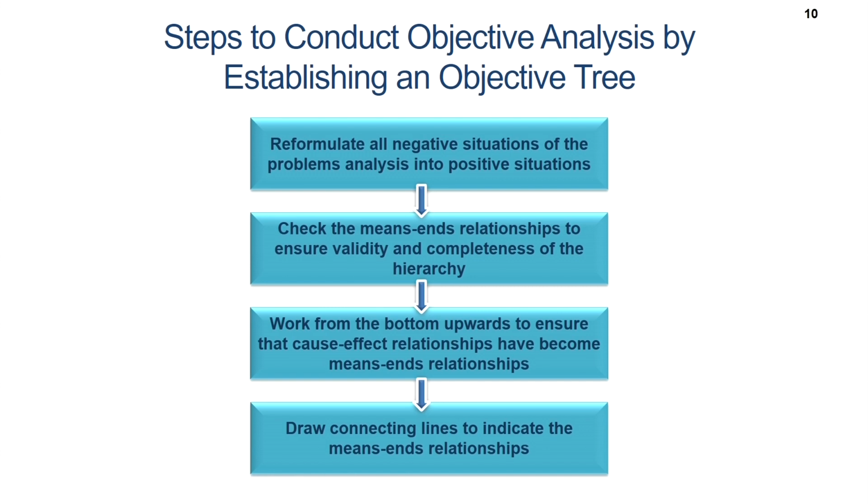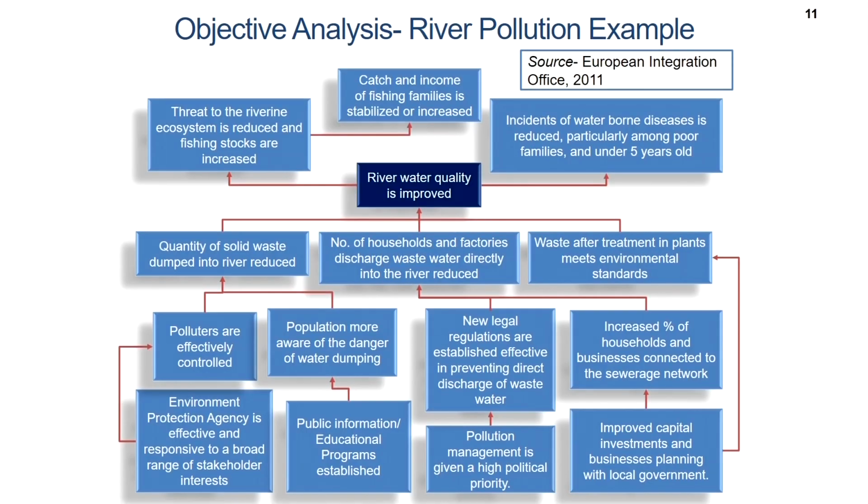Now, you will see how we turn the problems into objectives. So, how do we do that? We first begin by reformulating all negative situations of the problem analysis into positive situations. Then we check the means-ends relationships to ensure validity and completeness of the hierarchy. We work from the bottom upwards to ensure that cause-effect relationships have become means-ends relationships, and then we draw connecting lines to indicate the means-ends relationship. So, this is how. You see a similar kind of thing we saw in the case of problem analysis. We created a problem tree, and now we are entering into objective analysis.